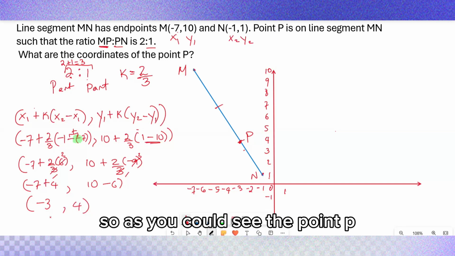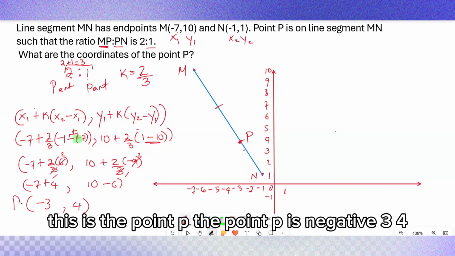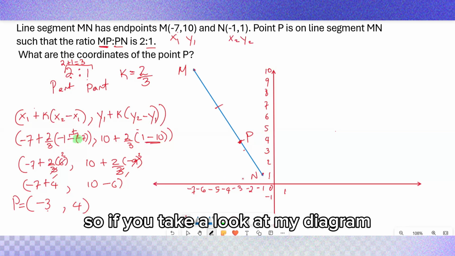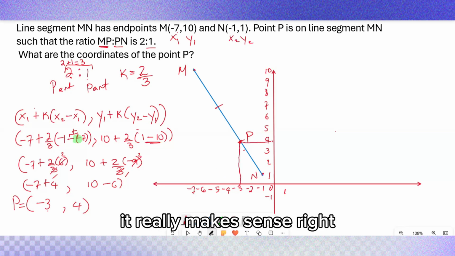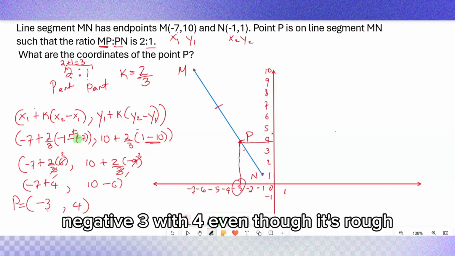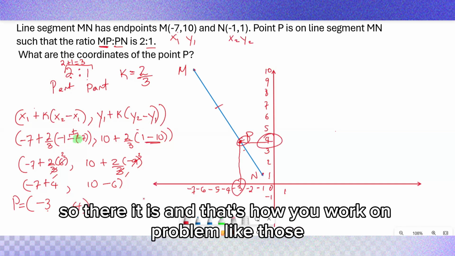So as you could see, this is the point P. The point P is (-3, 4). So if you take a look at my diagram, (-3, 4), it really makes sense, right? -3 with 4, even though it's rough, kind of makes sense right there. So there it is. And that's how you work on a problem like this.